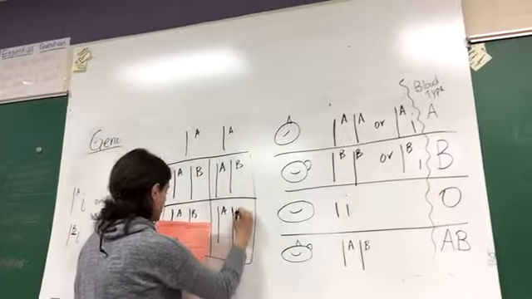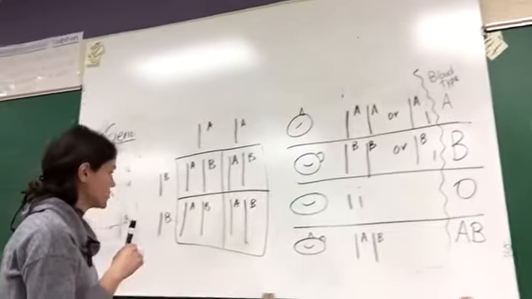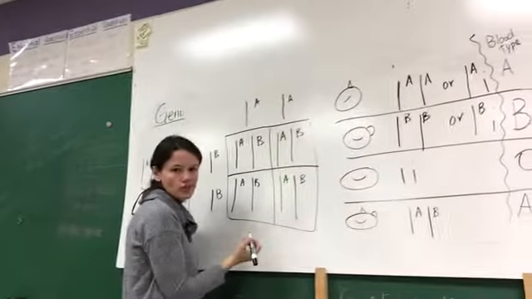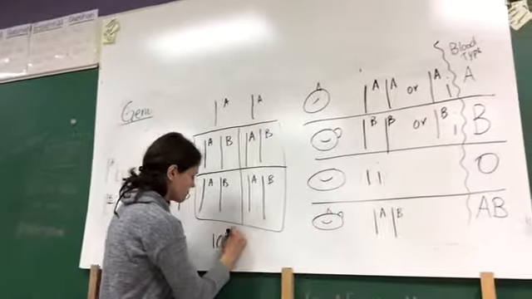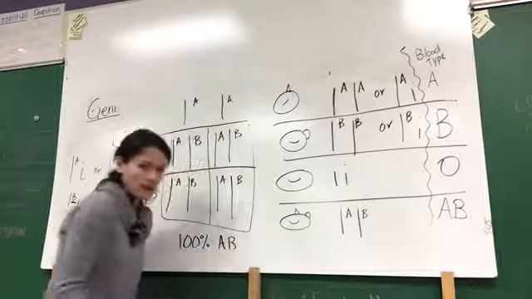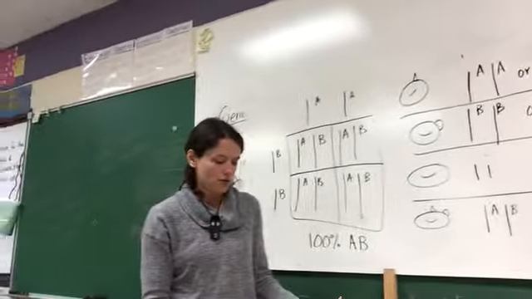So then the last thing it says is phenotype ratio. So phenotype is what you see. Instead of a ratio, I'm just going to use a percent for this. 100% AB. And that's how you work through this worksheet.